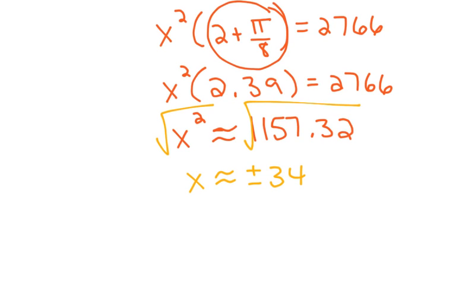Therefore, the dimensions must be, well, one side of the rectangle is 34, and the other side is 2 times 34, which is 68. So those are the dimensions of the rectangle. Well, how about the dimensions of the semicircle? Well, if the diameter of the semicircle is 34, then the radius must be half of that, or 17.